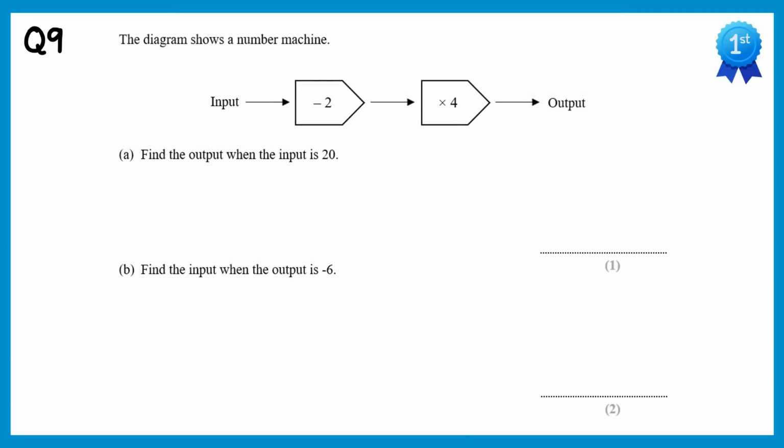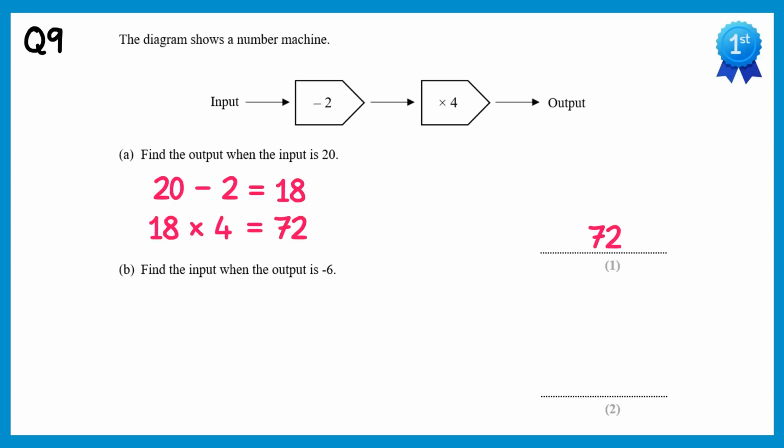For part A of this question, we need to find the output when the input is 20. So we'll start with 20, and then the machine says take away 2. So 20 take away 2, that's 18. And next the machine says times by 4. So 18 times by 4, and that gives you 72. So that's the answer.